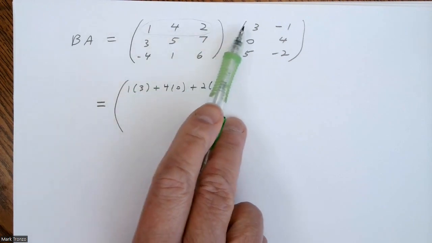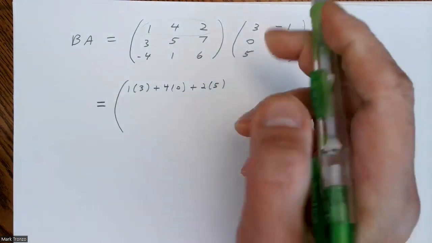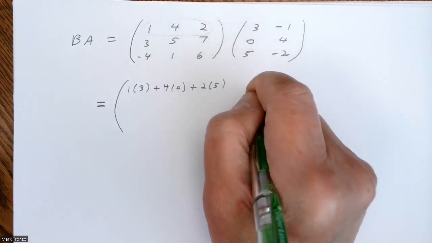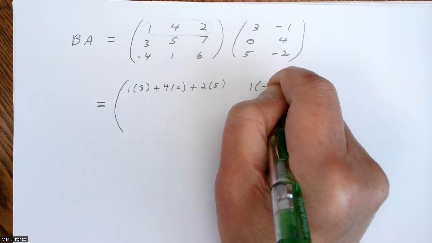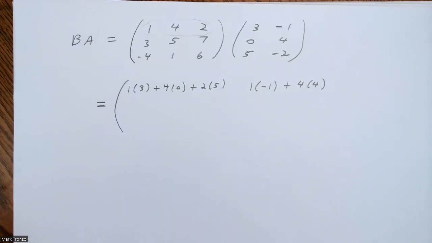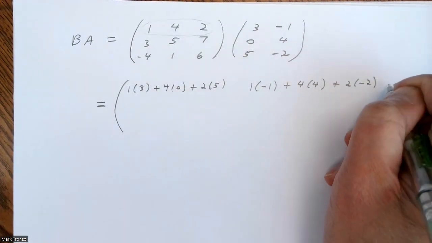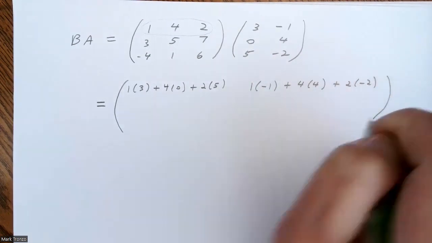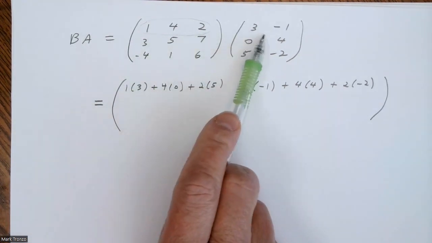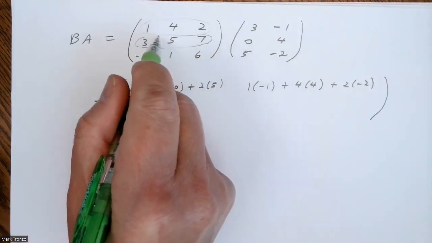Then when you're finished with the first column, go to the next column. We'll take the first row times the second column: 1 times -1, 4 times 4, plus 2 times -2. Then when you're done multiplying the first row by all the columns in the right matrix, go to the next row. So next we'll focus on the second row on the left.